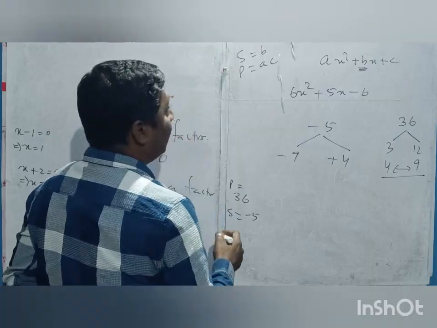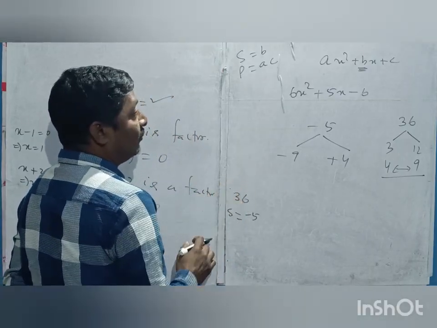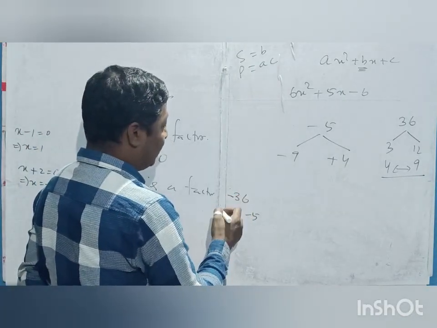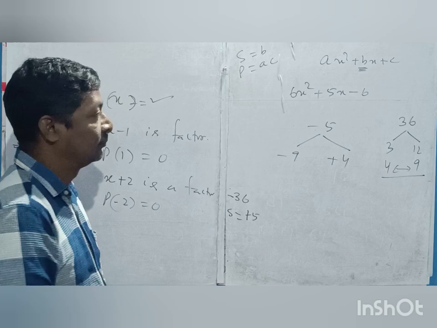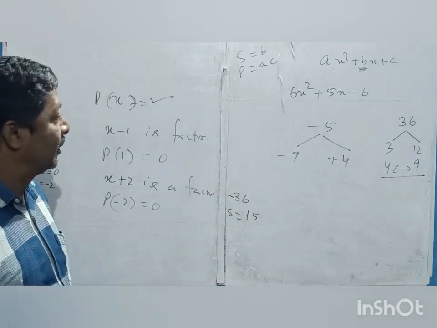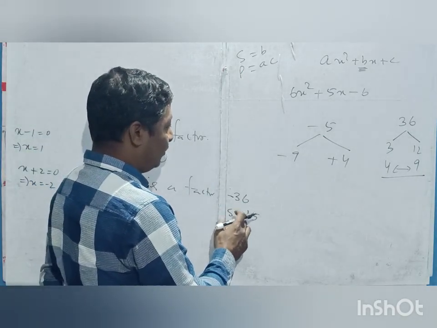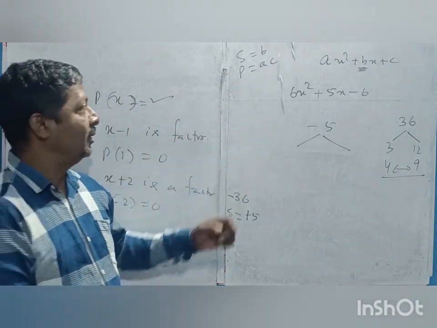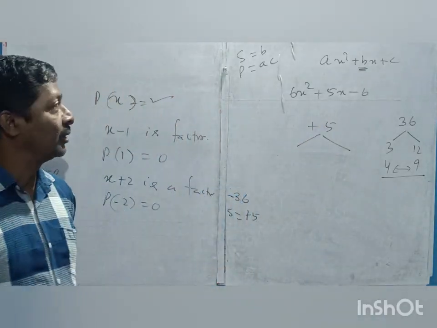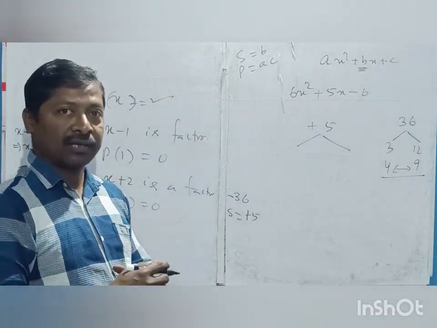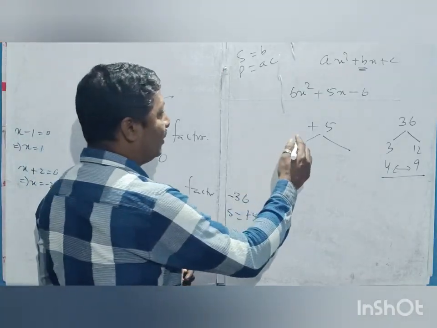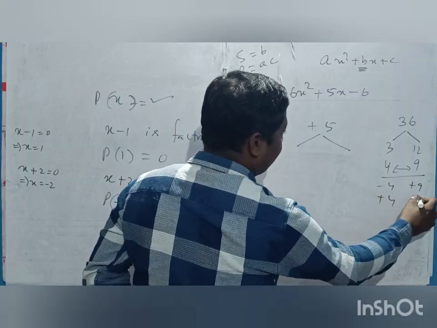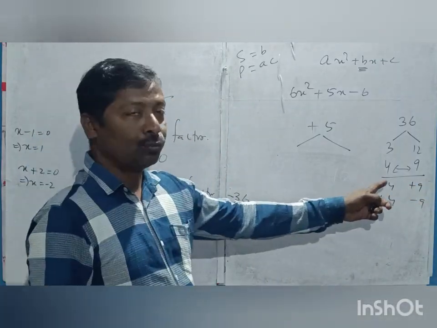So the question was wrong. See the corrected question. The product will be minus 36 and the sum will be plus 5. So we will take 4, 9, because the difference must be plus 5. The product is a negative value and you have to get 4, 9, then minus 4 plus 9 or plus 4 minus 9. Two possibilities are there.